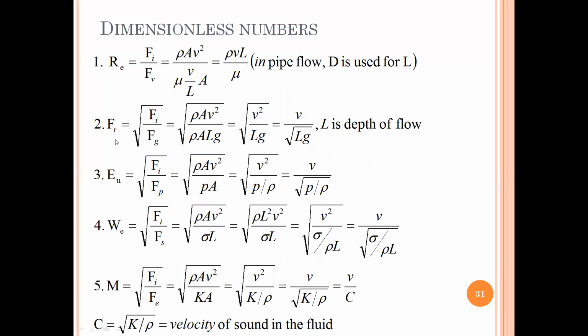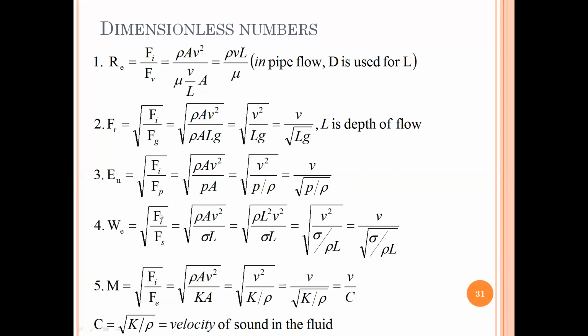Now your Froude's number is, again, inertial force rho A V square divided by rho A L g. So A will get cancelled, rho also gets cancelled, V square by L g. So I'll have V by root of L g, where L is the depth of flow. Next comes Euler's number, ratio of inertial force by pressure force, rho A V square by P A. So V square by P, I'm taking rho at the bottom. So I'll have finally V by root of P by rho.